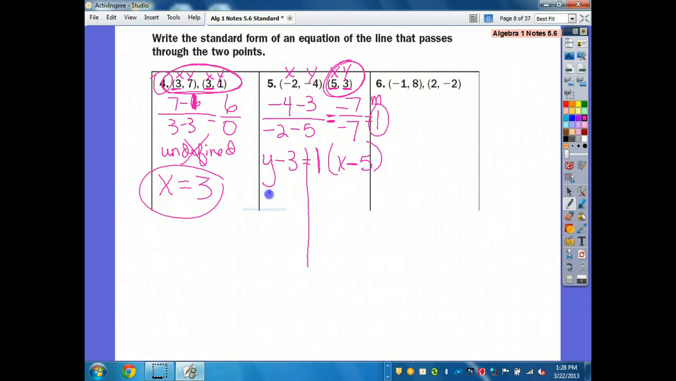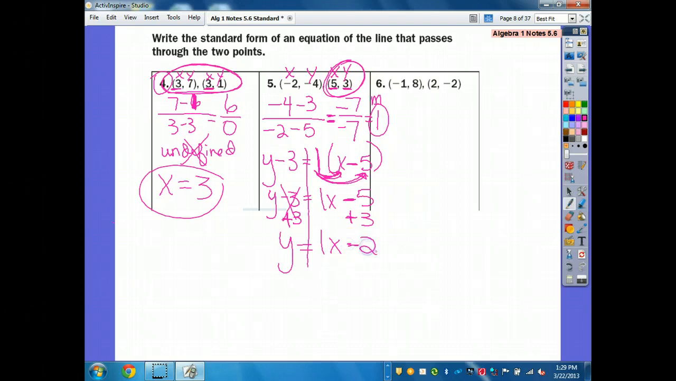Simplify. Y minus 3 here. Use my distributive property. What does this side become? 1x minus 5. I agree. And 1 times negative 5 is negative 5. All right. Now we have to take it into what kind of form? Slope-intercept form. So get my 3 over here. That cancels out. So now I have y equals 1x minus 2.